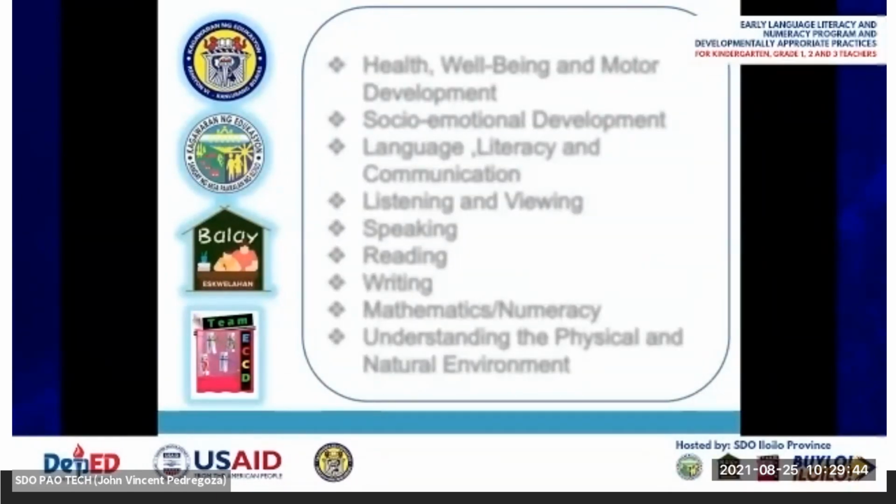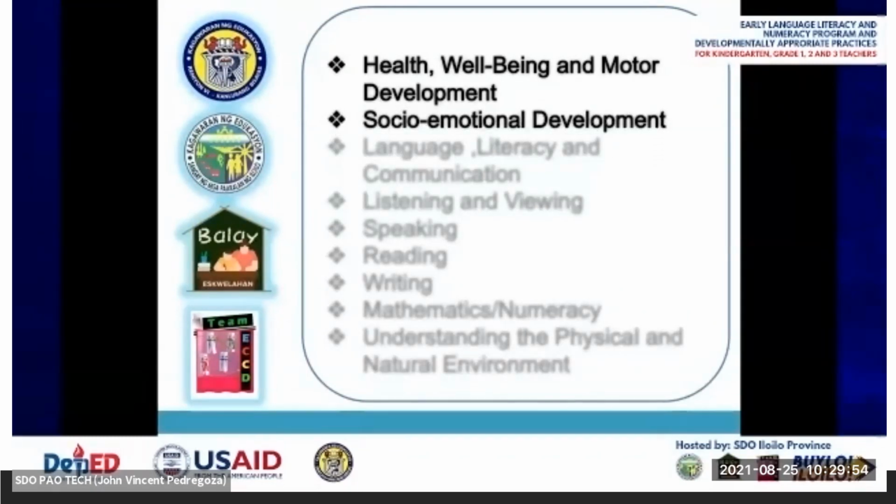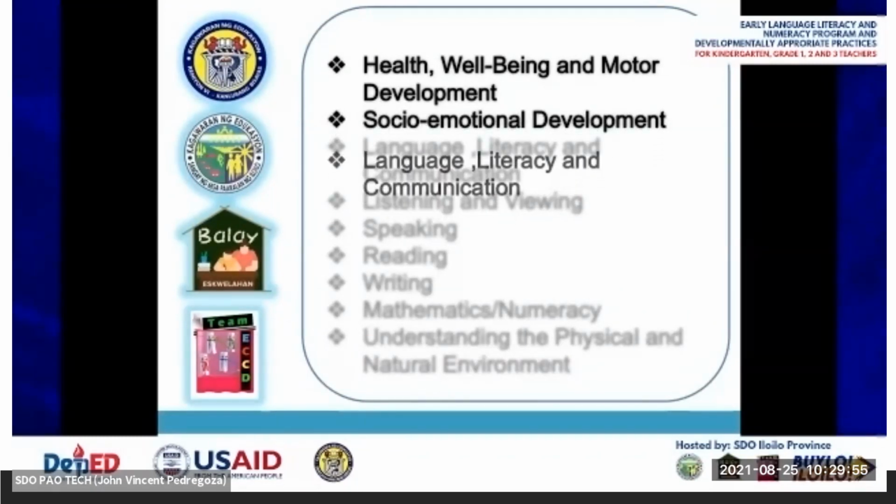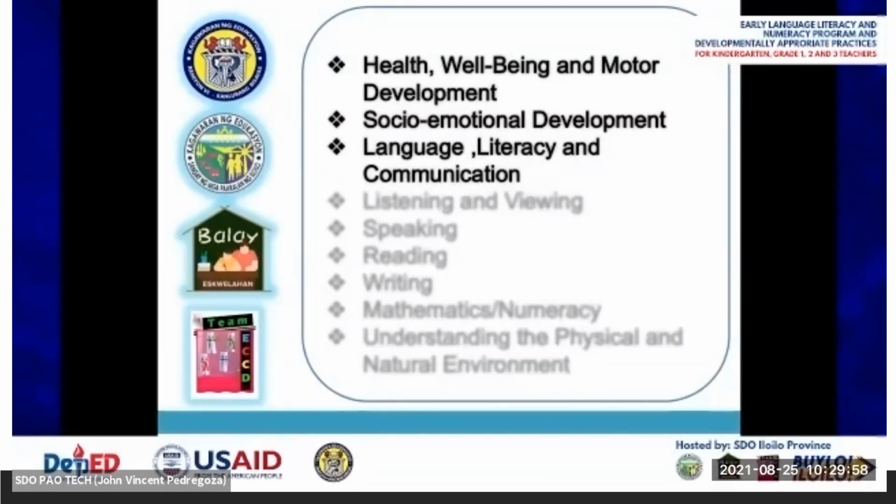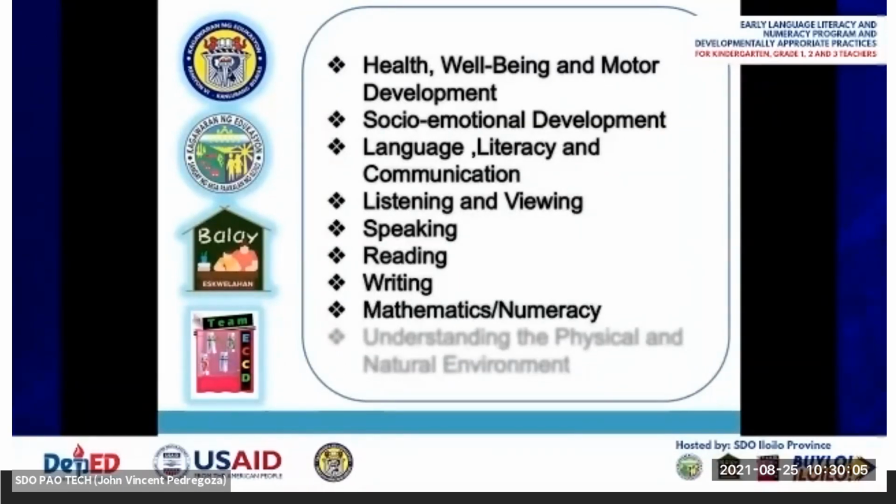The progress report contains a cluster of representative skills such as health, well-being and motor development, socio-emotional development, language, literacy and communication, listening and viewing, speaking, reading, writing, mathematics or numeracy, understanding the physical and natural environment.